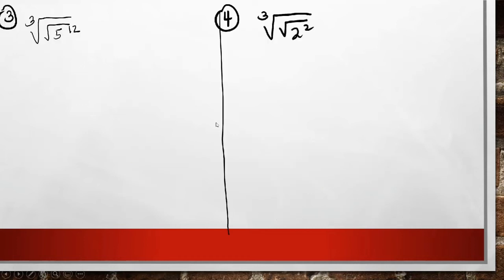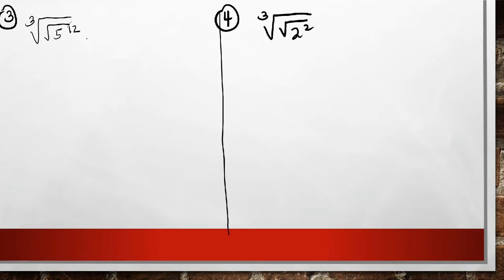So, for our example number 3, we have the cube root of the square root of 5 to the power of 12. Here, since our exponent is greater than the index, we can factor it out first, or we can simplify first the internal and external index before factoring out the exponent. So let's do the two ways.